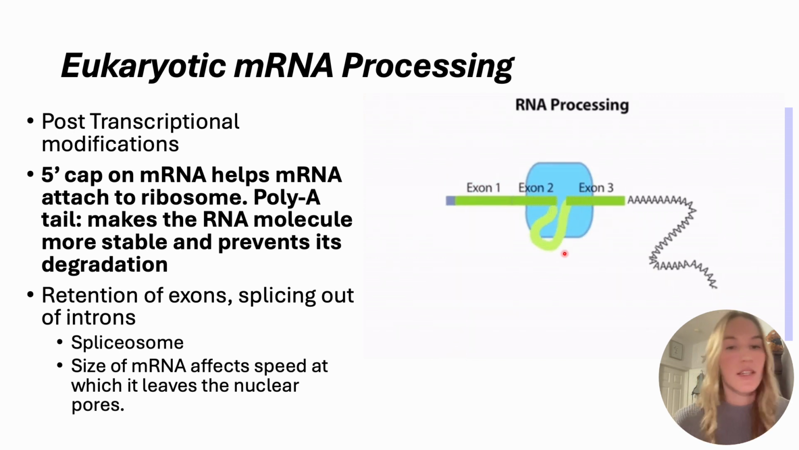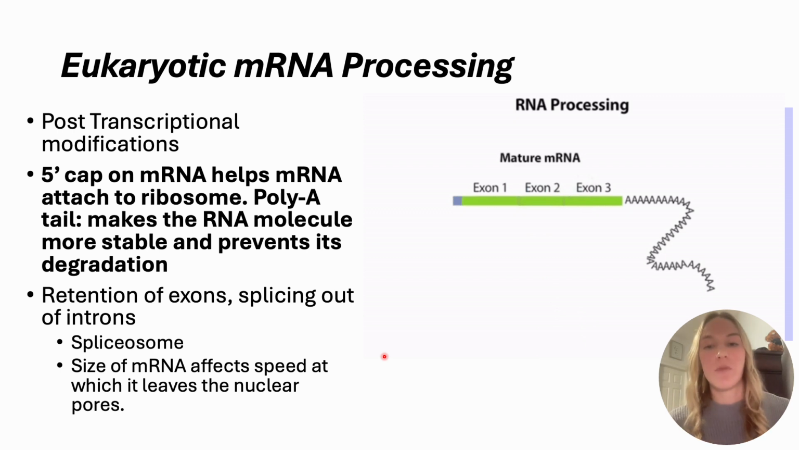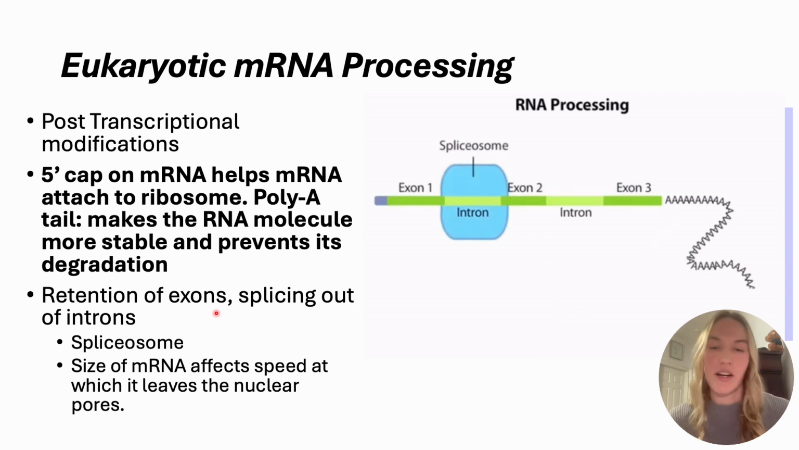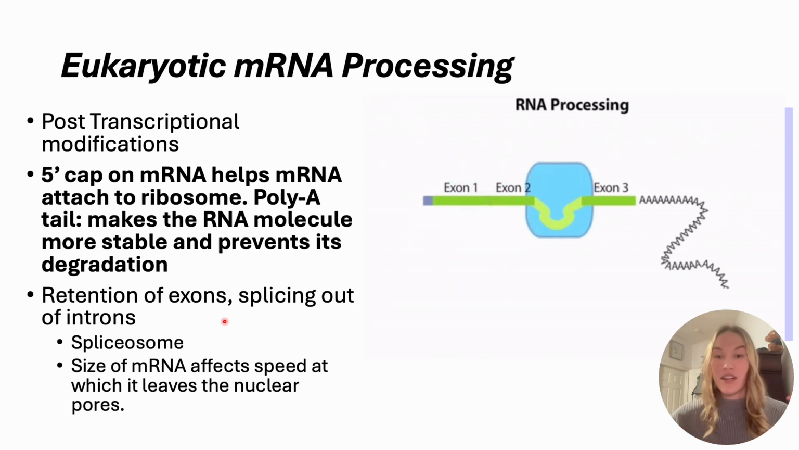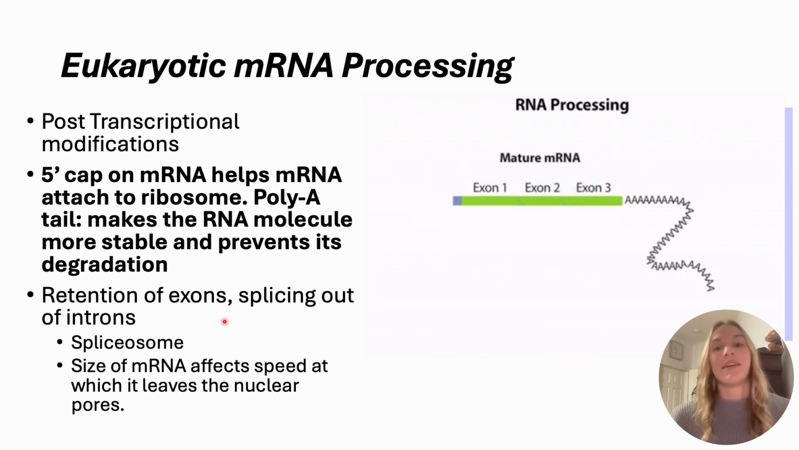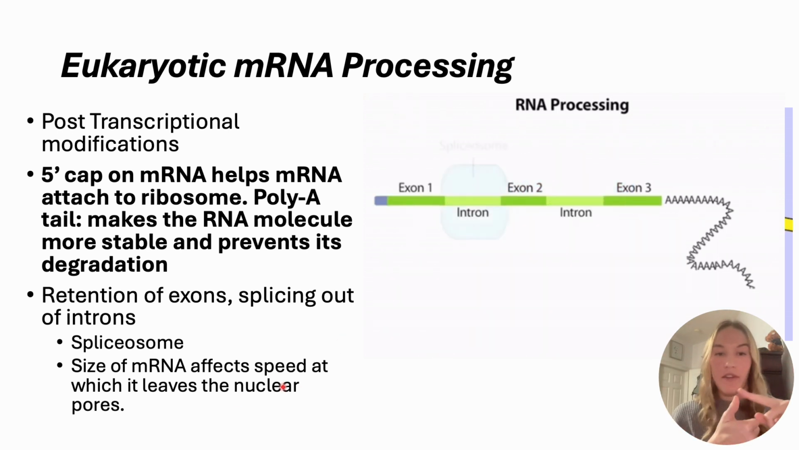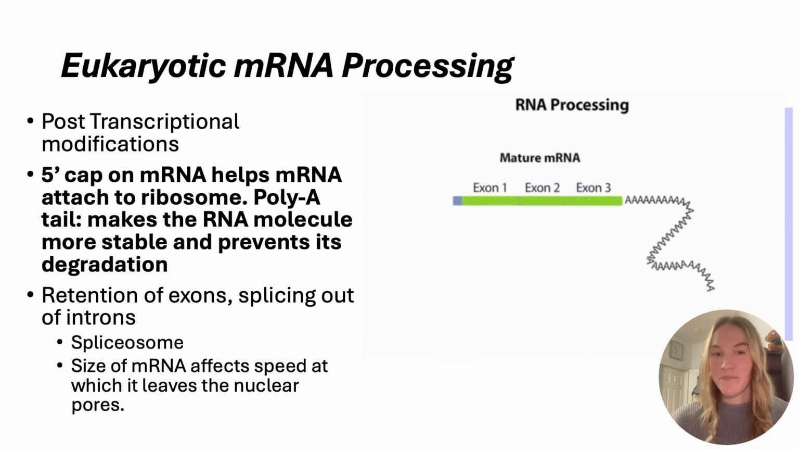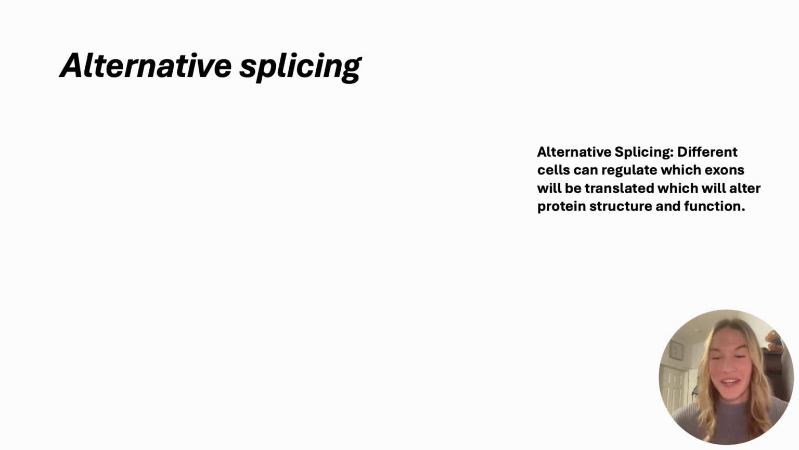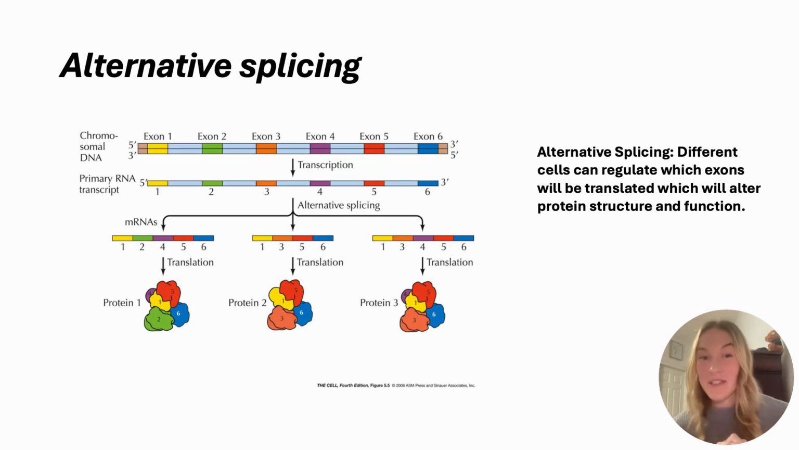So with those modifications, we now have a mature mRNA that is different than the pre-mRNA, which was just what the gene said to transcribe. Then we have mature mRNA that has the addition of the 5' cap, the poly A tail, and only has exons left. Okay. Now we also can have something called alternative splicing. And this kind of throws a wrench in that central dogma. And I'll talk about that in a second.